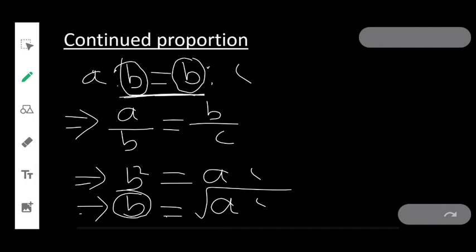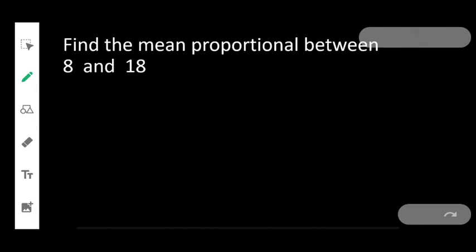The second term and third term we call middle terms or means. So when the question asks to find the mean proportion, the formula is root over of AC. Okay. So here's the question: find the mean proportional between 8 and 18. 8 is A and 18 is C, and we have to find B. So the formula is B equals root over of AC.